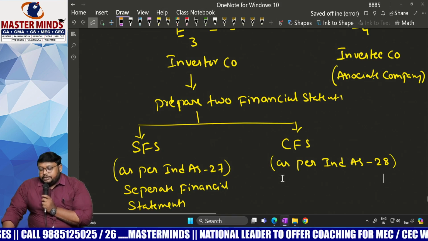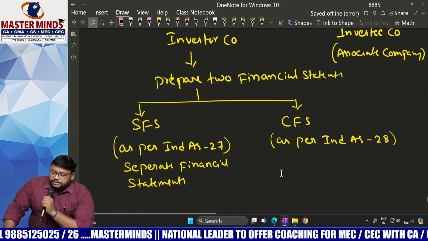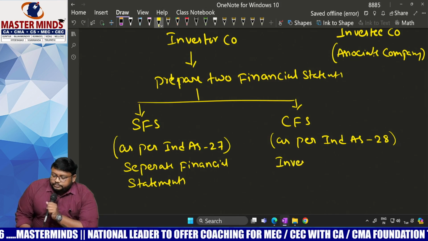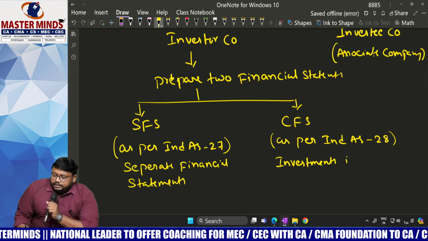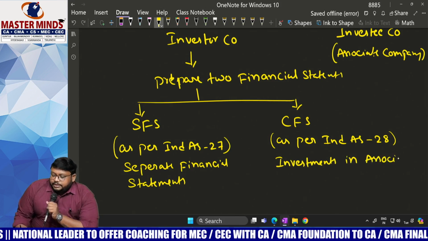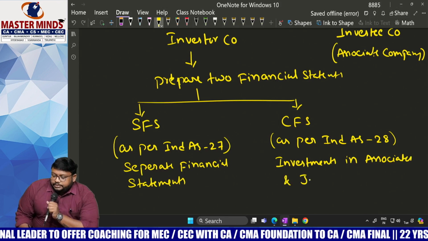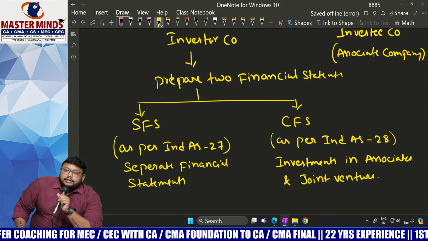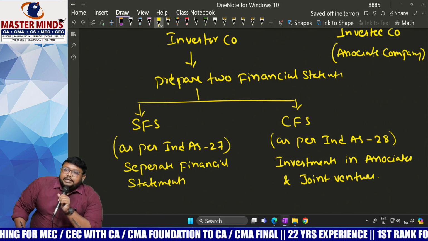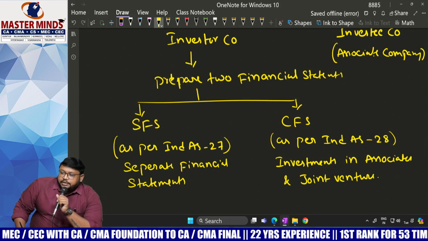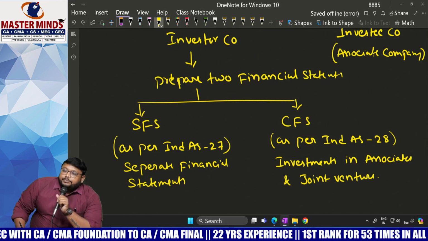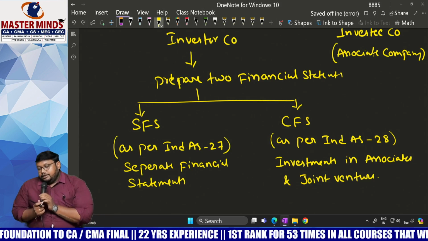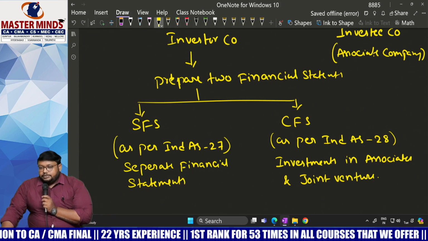Ind AS 28 will apply. Ind AS 28 is nothing but investments in associates and joint ventures. So when we are making investments in either associate companies or joint venture companies, the consolidated financial statement we have to prepare as per the rules of Ind AS 28. Ind AS 28 will apply, that is, investments in associates and joint ventures.